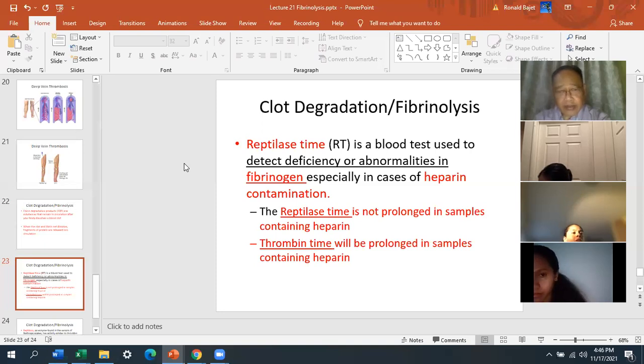On the other hand, then you can do another test for heparin contamination, and that's the thrombin time. If the thrombin time is prolonged, then you have heparin contamination. So thrombin time prolonged is heparin contamination. Reptilase time not prolonged is heparin contamination. So normal reptilase is heparin contamination. Abnormal thrombin time is heparin contamination.